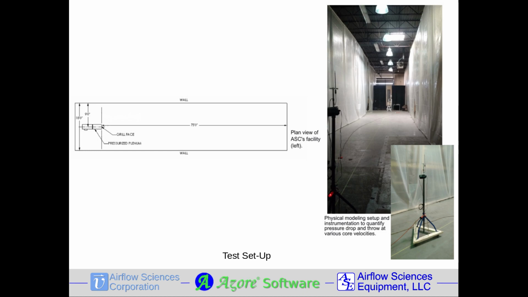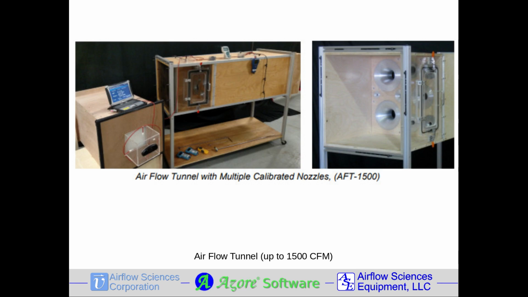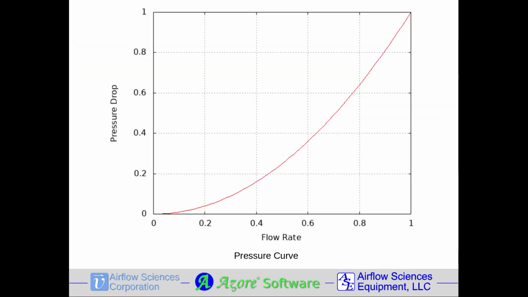Throw values are measured along a line normal to the center point of the grill face using a hot mandrel probe for 3 typical velocity levels, 50, 100, and 150 feet per minute. The system flow rate is measured with an ASHRAE flow tunnel, typically up to 1500 CFM.